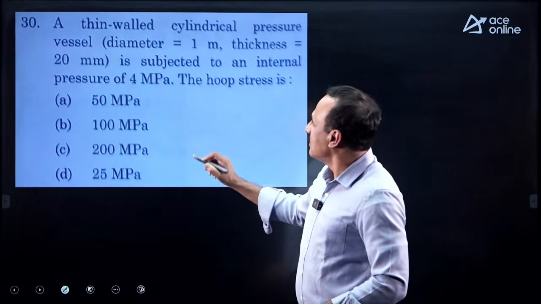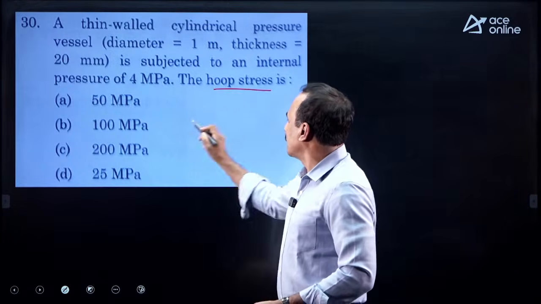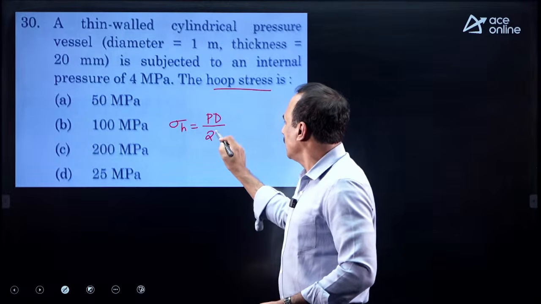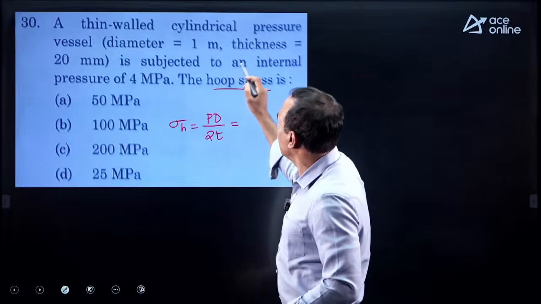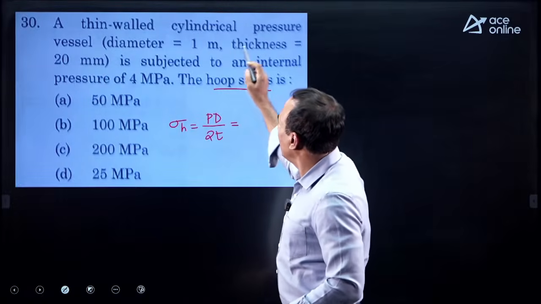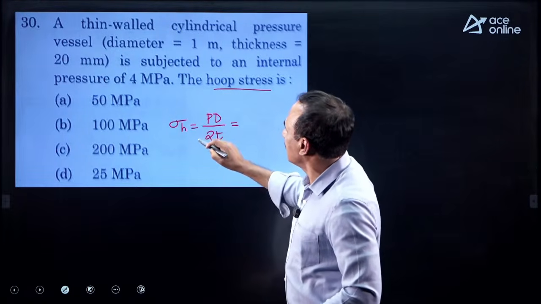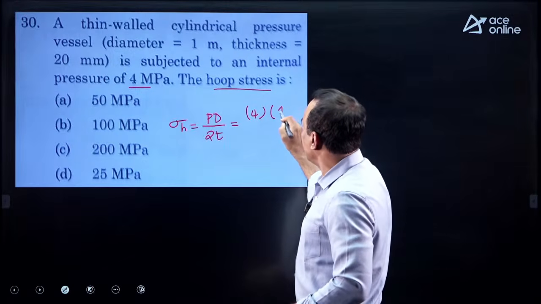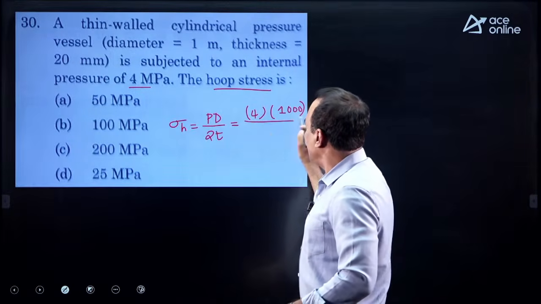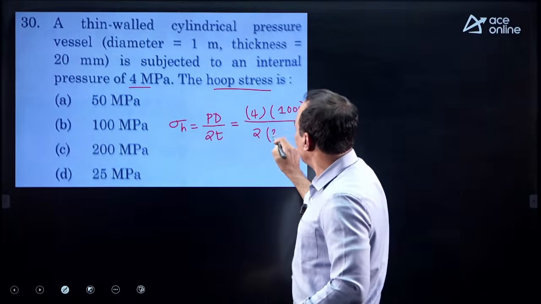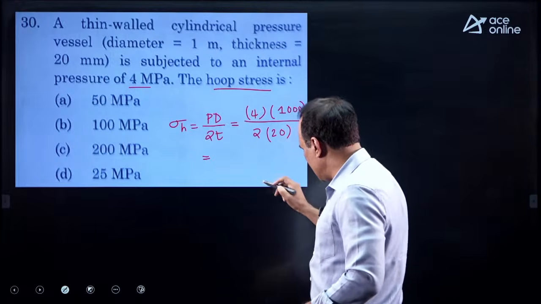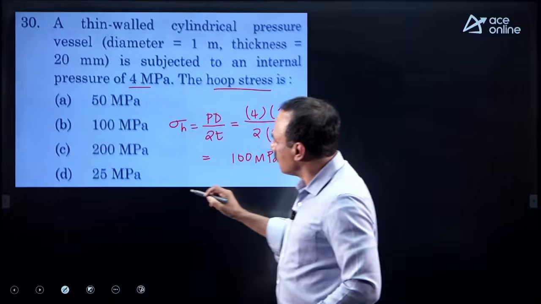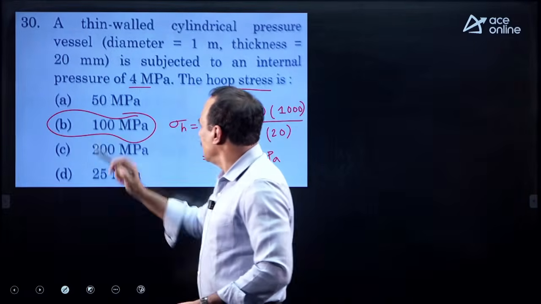Now, coming to a thin cylinder, they are asking you hoop stress. Hoop stress in a thin cylinder is given by PD by 2T. The pressure is 4 megapascal, diameter is 1 meter, nothing but 1000 mm, divided by 2 into thickness, given as 20. If you just simplify, it becomes 100 megapascal. So, sigma H is option B.